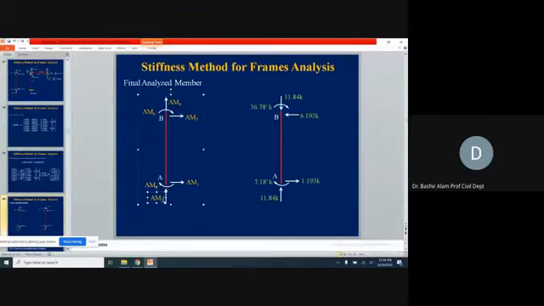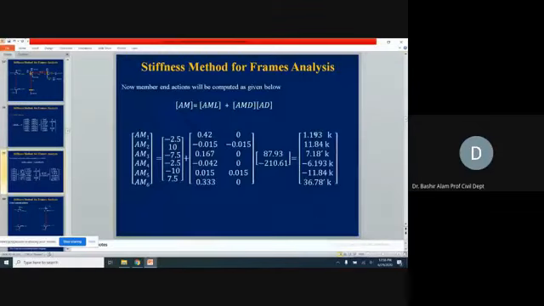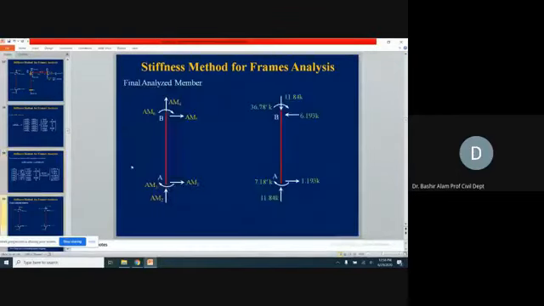Just to make sure, AM1 should be equal to 1.193. You can see 1.193 here. AM2, which is the vertical, is 11.84, so we are writing 11.84 here. And similarly, you need to adjust these values also. So this is our 4, and in this case this is our 5. Once you check your baseline, you cannot change them later on.